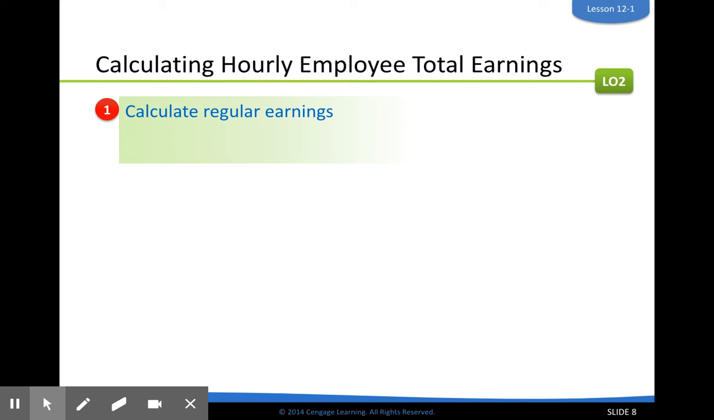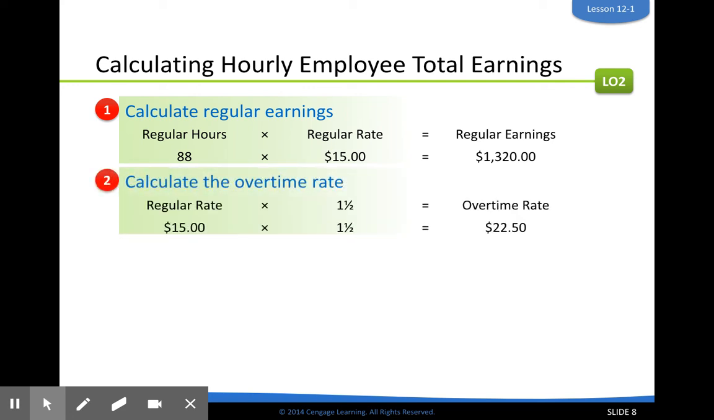So to calculate our regular earnings, very simple. Take our regular hours times our regular rate. To calculate our overtime earnings, we need to do one extra step. We need to calculate our overtime rate. So our overtime rate is time and a half. So our regular $15 times 1.5. So any overtime hours is going to be times our $22.50 overtime rate.